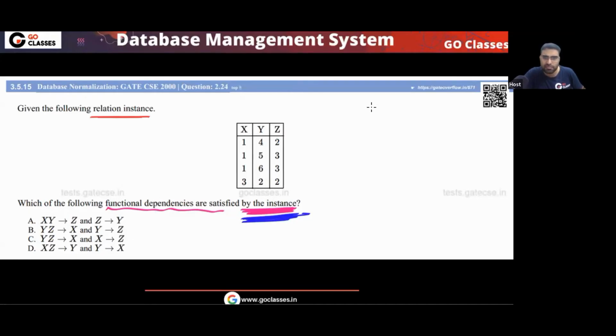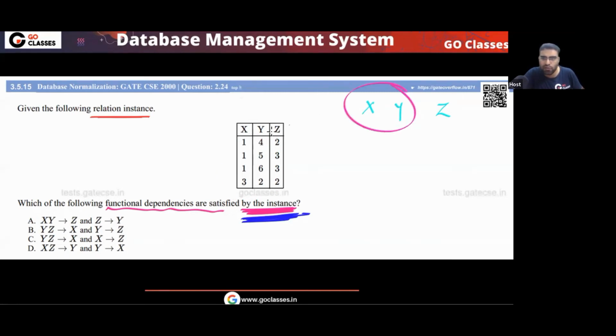xy determining z. What about this one? xy determining z. What about that? xy, does it determine z? If you have same value for xy in two tuples, then can I say you have same value for z in those tuples? Means whenever two tuples have same xy combination, then can I say those tuples have same z value? Tell me. You can easily see that no tuples have same xy combination. So that is fine.